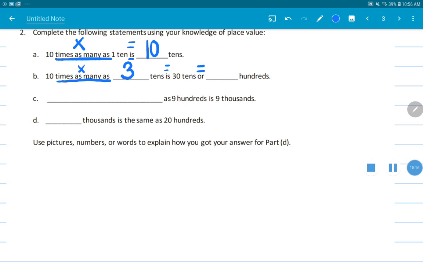And how many hundreds is that equal to? 30 tens is equal to how many hundreds? 3 hundreds. Very good. Do you have to write all the things? No.